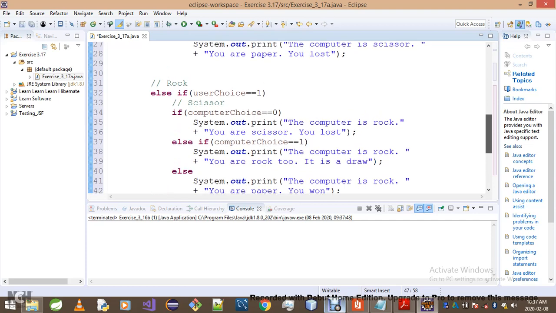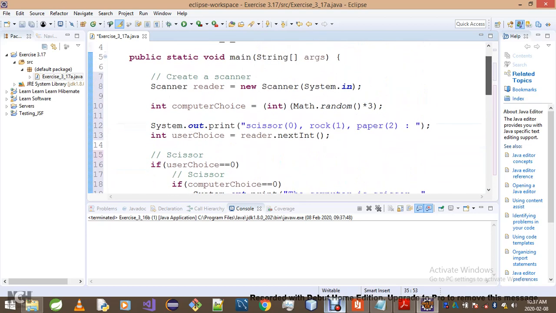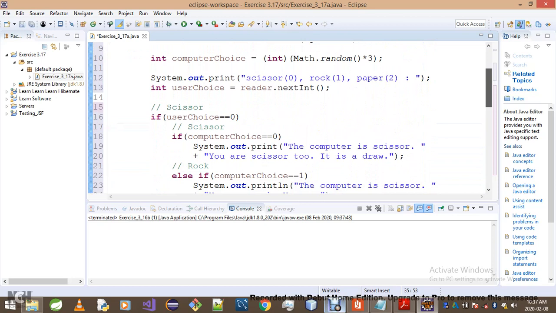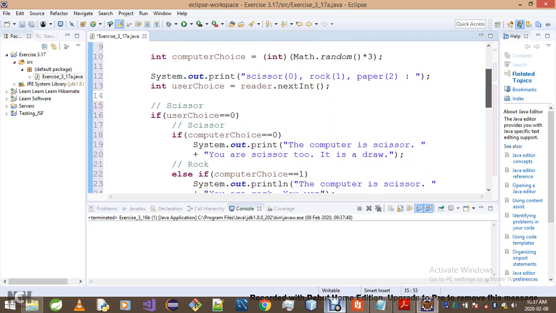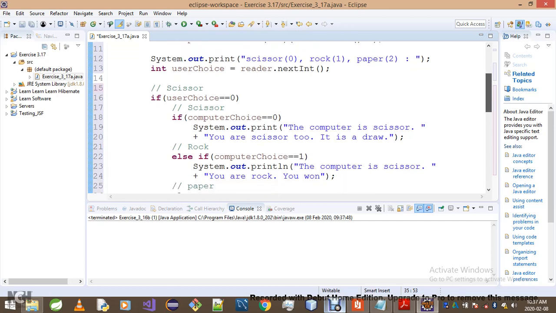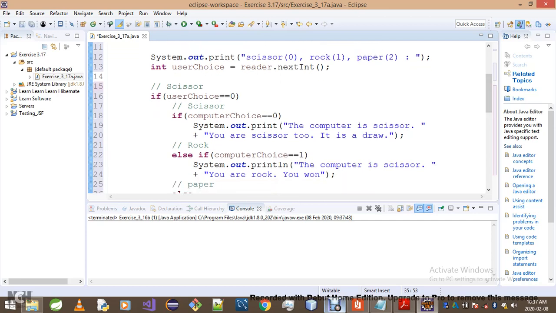Oh, I made a mistake somewhere somehow. You said the computer is Caesar. Here, the computer is supposed to be... oh my god, here we go with stupid errors. Let's start over. Okay, zero corresponds to Caesar, so if the user choice is zero, the computer is Caesar. Okay, so I should have had rock here.